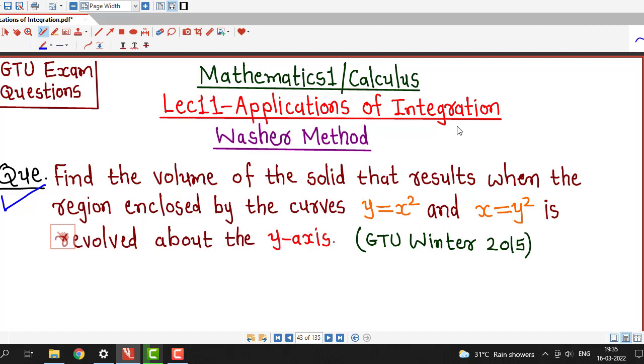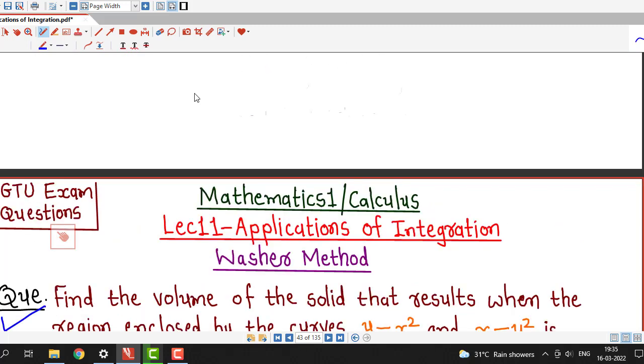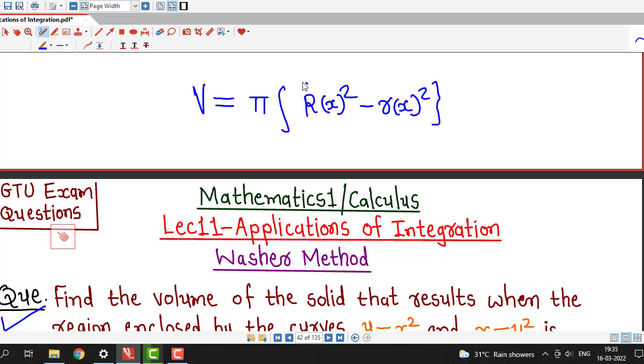In lecture number 10 we considered the region between two curves and rotated that region about the x-axis, and the formula for the volume of the solid was pi times the integral of outer radius square minus inner radius square, and the integral is with respect to x.